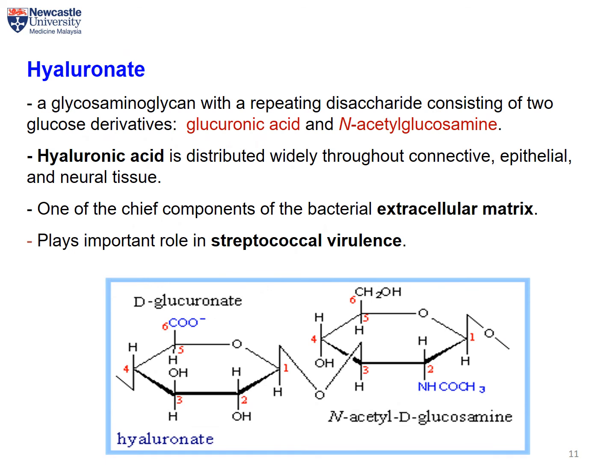Hyaluronate is another type of glycosaminoglycan, which is composed of one glucuronic acid and one glucosamine, and it is better known as hyaluronic acid, which is found widely throughout our connective, epithelial, and neural tissue. And it also forms the bacterial extracellular matrix, which is responsible for the virulence of Streptococcus strain.